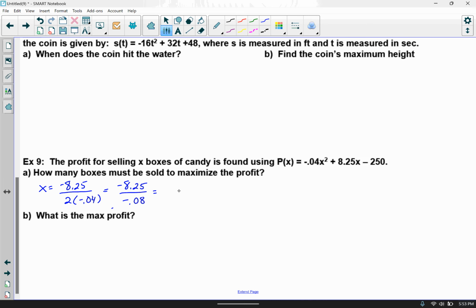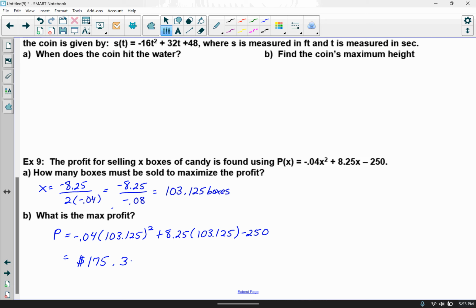Do that division, and that should land you at 103.125 boxes. And then to find out the maximum profit, you're going to go to your profit function, and everywhere you see an X, you're going to plug in that 103.125. You should be able to put that in your calculator all at one time. Profit then, $175.39. All right, that finishes this section.